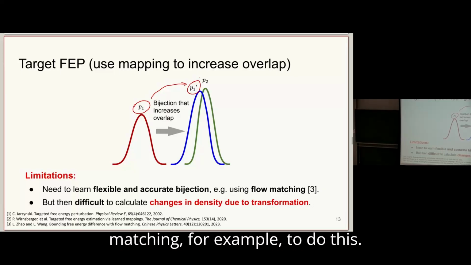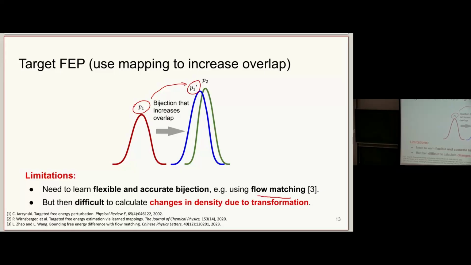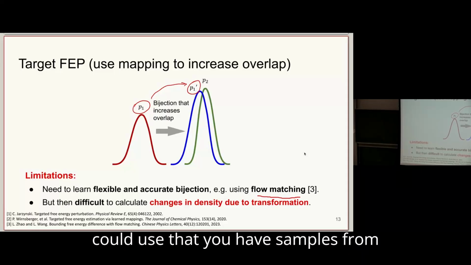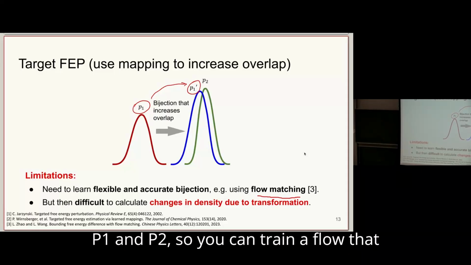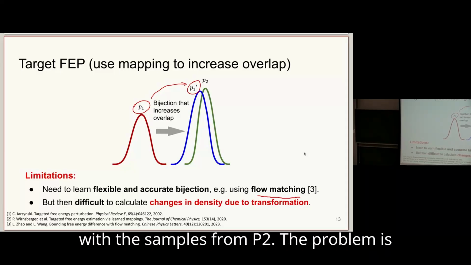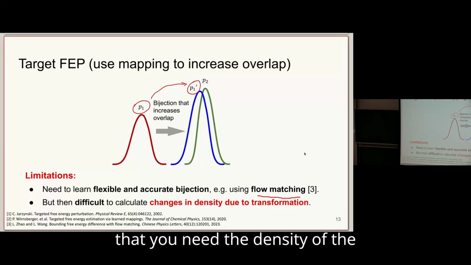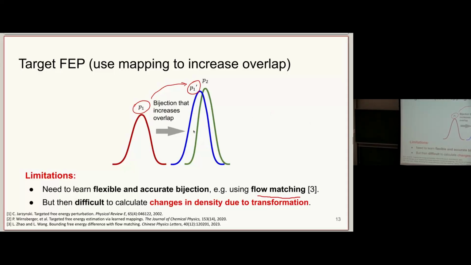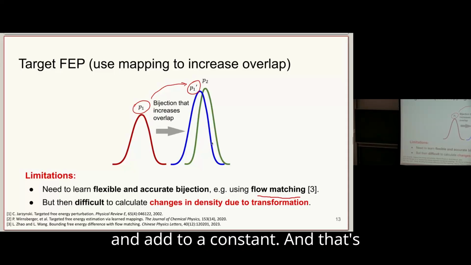And you could use flow matching, for example, to do this. We have seen in flow matching, you have samples from P1 and P2, so you can train a flow that maps samples from P1 to have high overlap with the samples from P2. The problem is that you need the density of the transformed samples. Okay? If you want to do BAR or MBAR or whatever, you will need the density of the transformed samples up to a constant.